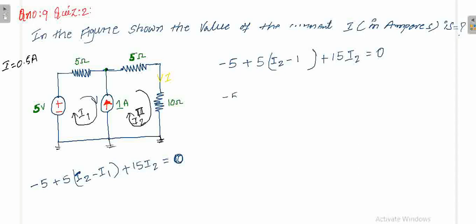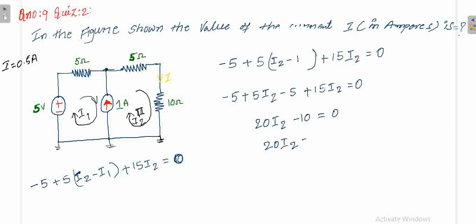So minus 5 plus 5I2 minus 5 plus 15I2 equal to 0. Minus 5 minus 5 is minus 10, 5 plus 15 is 20, so 20I2 minus 10 equal to 0. 20I2 equal to 10, then I2 is equal to 10 by 20, so 1 by 2, which is equal to 0.5 amperes.